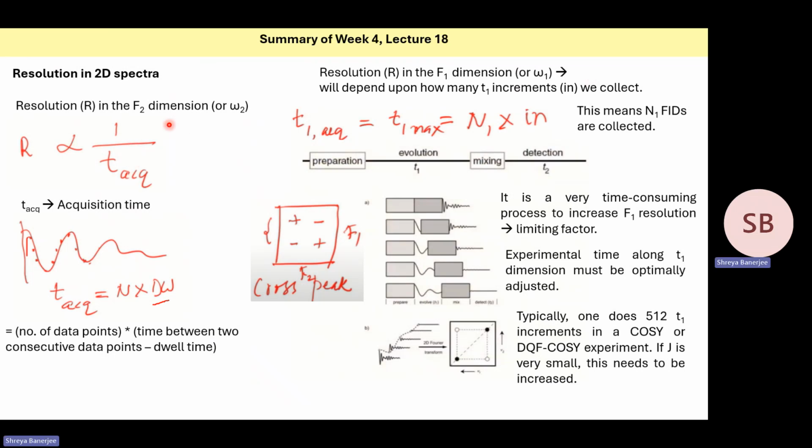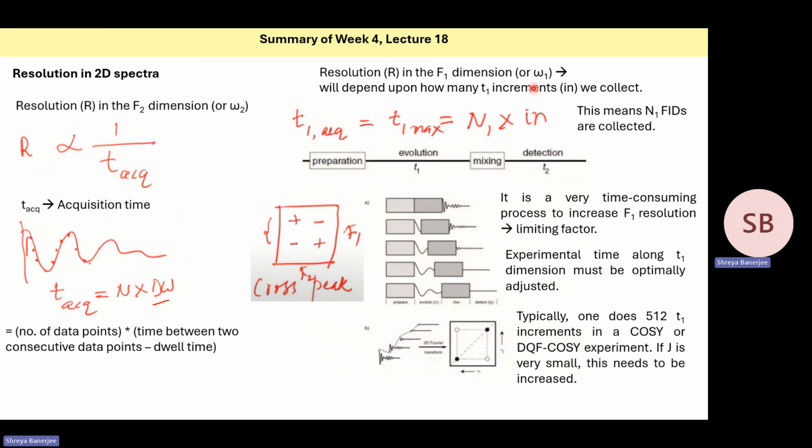That is something you can remember. So in the T2 dimension, improving resolution is easy because you can just increase the acquisition time and your resolution will improve. Suppose from 50 microseconds, you make the acquisition time 100 microseconds, the resolution will improve 2 times. So it is very easy to improve resolution in the F2 or omega 2 dimension.